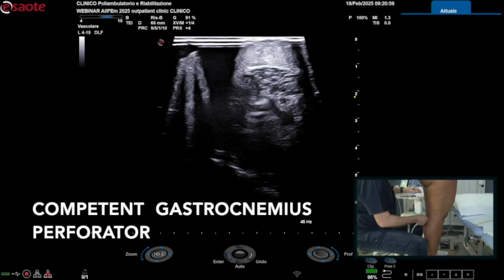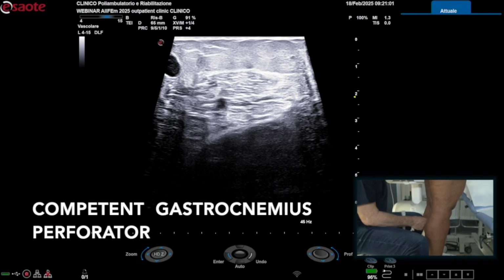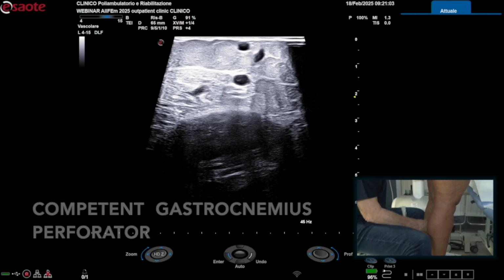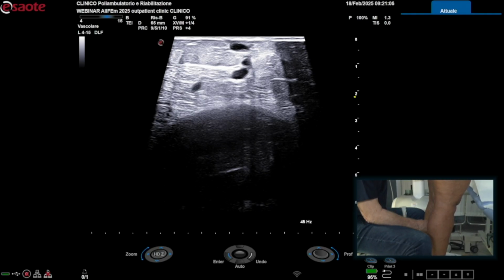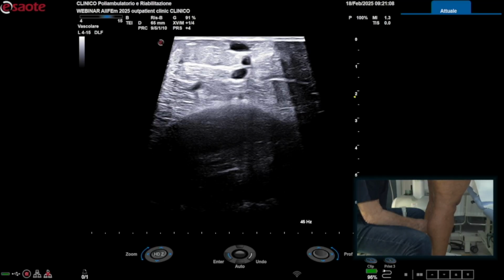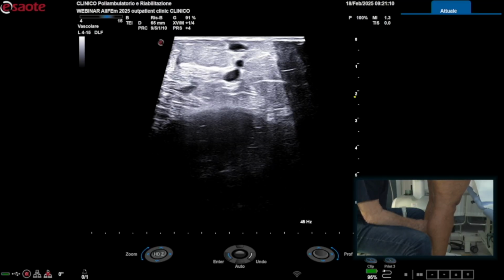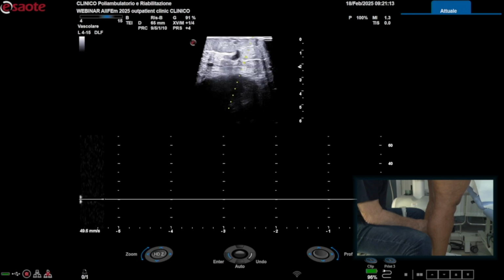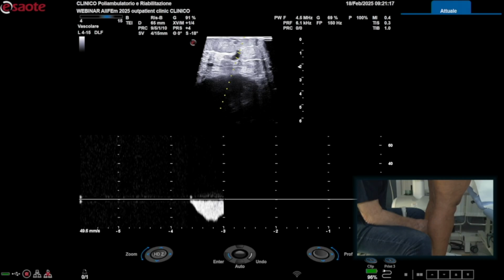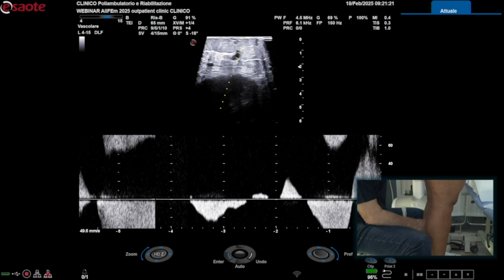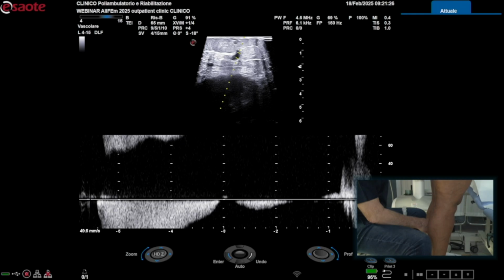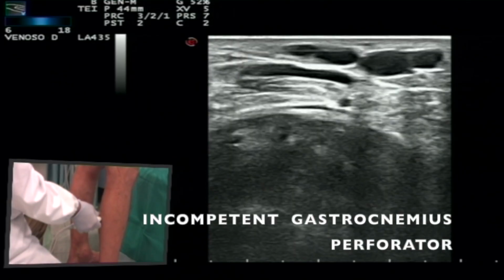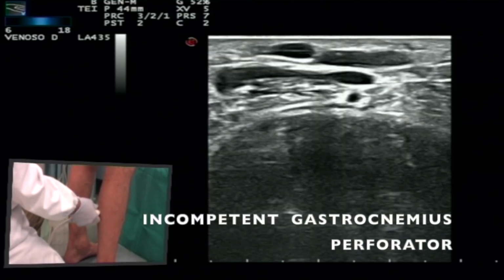Competent gastrocnemius perforator. Parana maneuver. Mild systolic reflux N1 and 3, but prevalent diastolic inward flow N3 and 1. Incompetent gastrocnemius perforator vein.